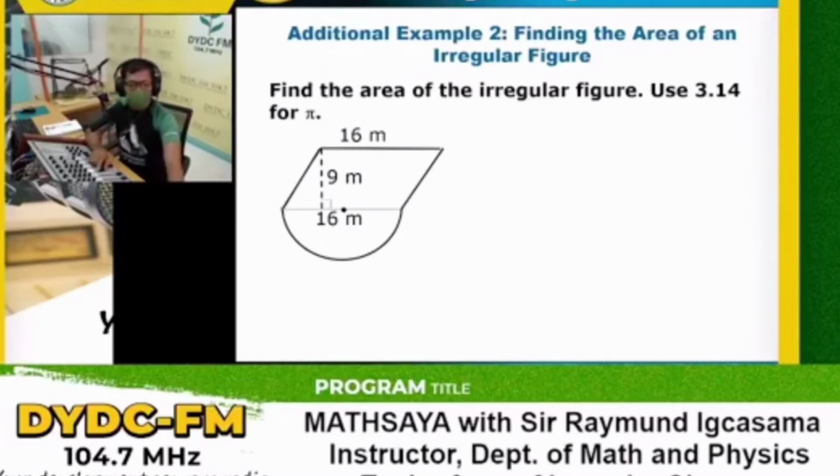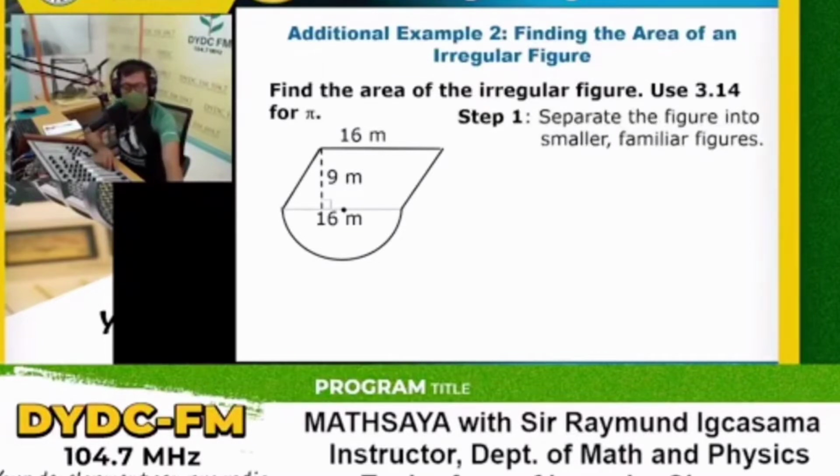Okay, so again, the first step, as I mentioned a while ago, is to separate or divide the figure into familiar figures like a square, a rectangle, a triangle, or a parallelogram. As you can see on our screen, we can find a triangle, a semicircle, and a trapezoid or parallelogram. Then find the area of each familiar figure: the triangle, the semicircle, and the trapezoid or parallelogram, and then add these areas.